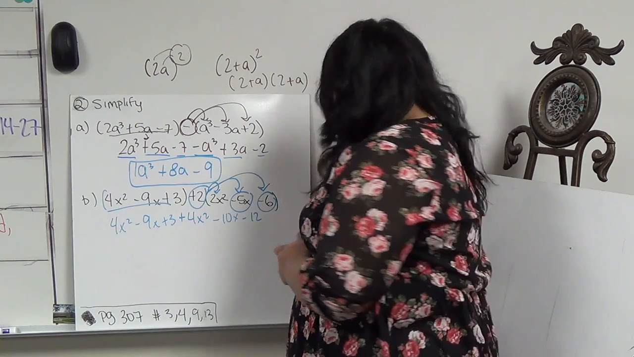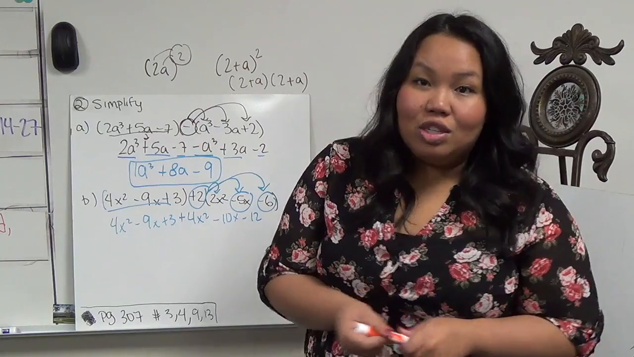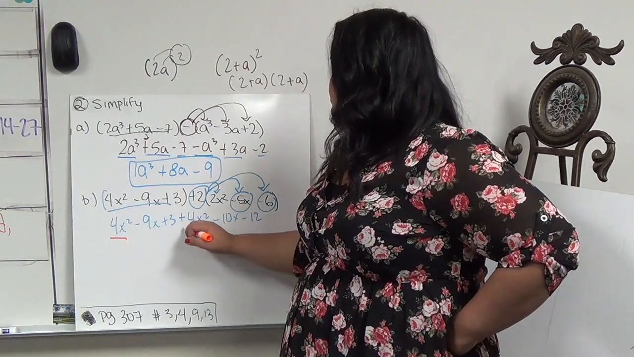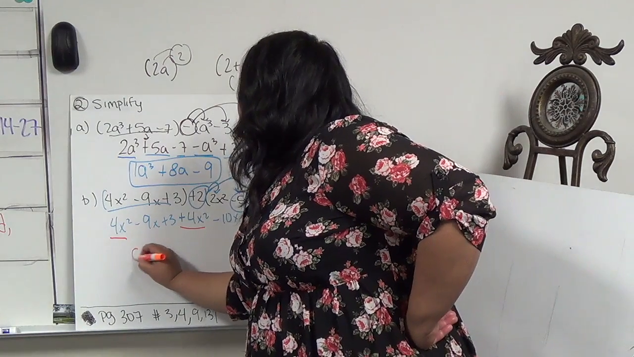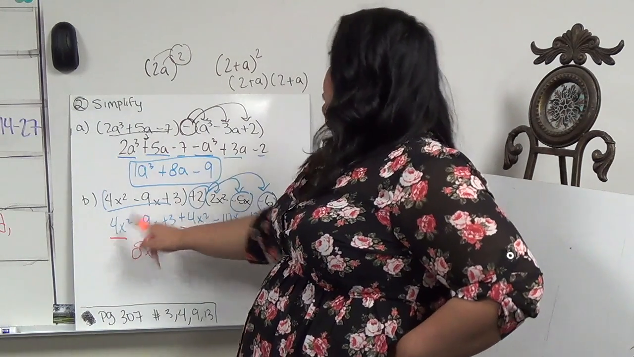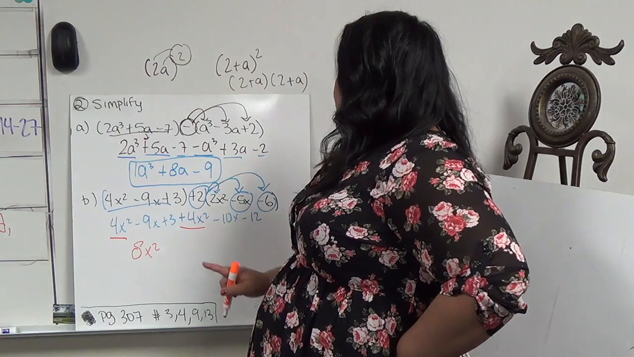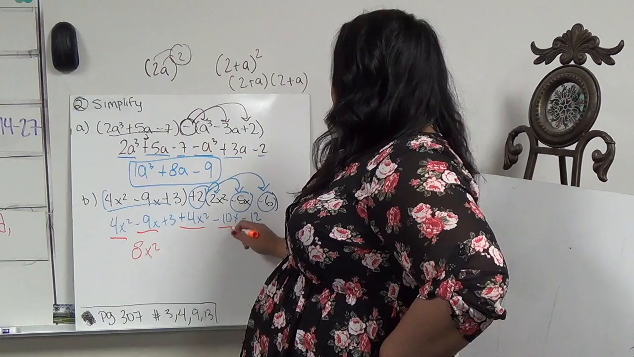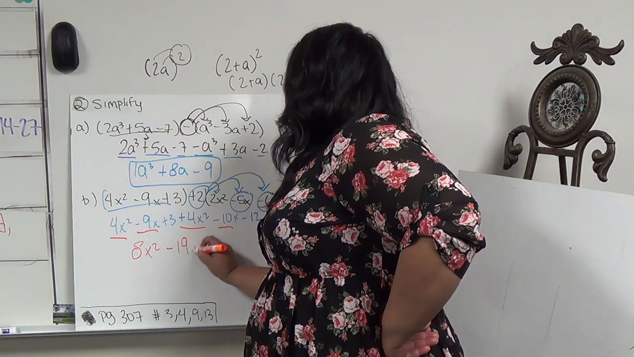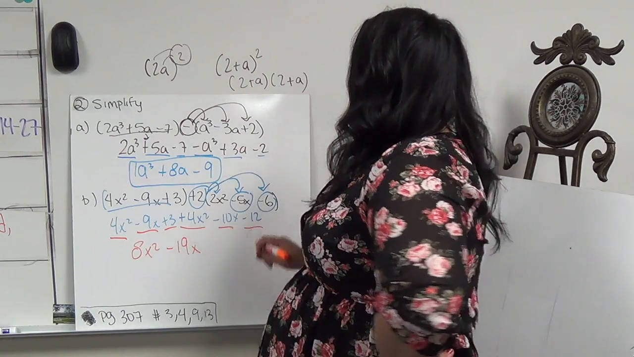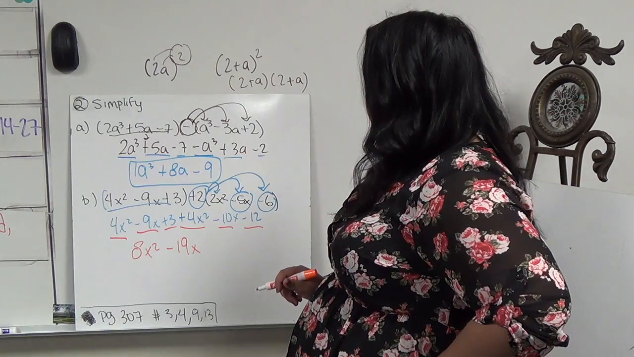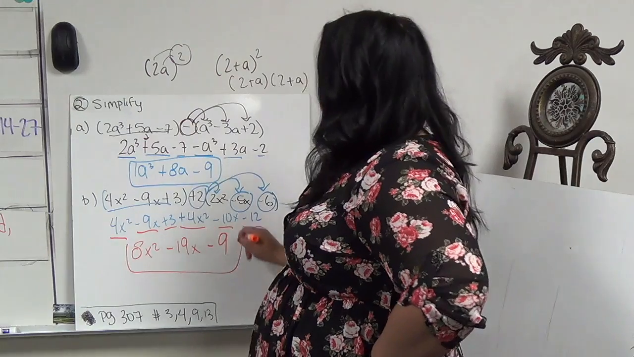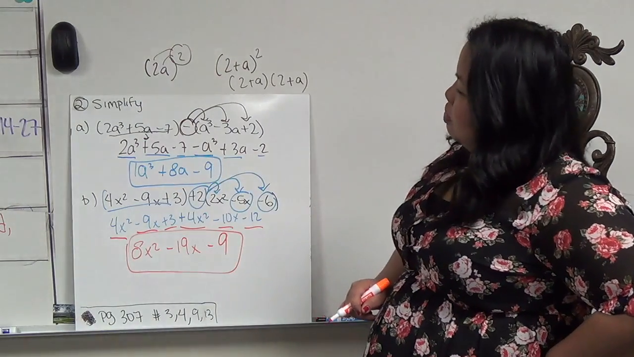And then from here, I'm going to combine like terms. So it seems the x squared is the biggest, so positive 4x squared plus 4x squared will give me a positive 8x squared. I have an x, negative 9x, negative 10x gives me minus 19x. And then 3 and negative 12 is negative 9. That's my answer.